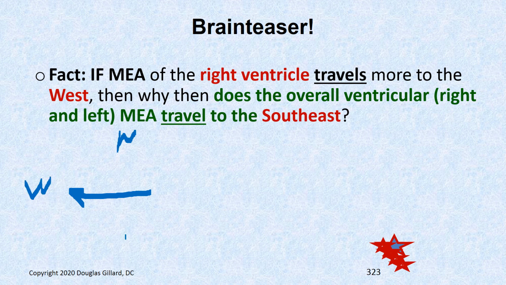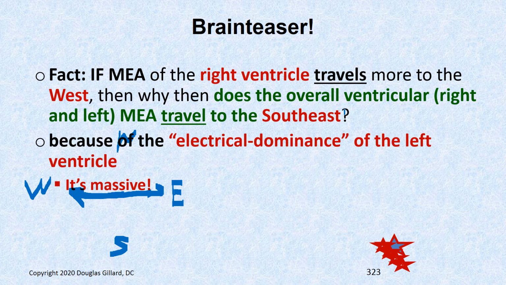So I don't know. Do you guys know your compass directions? With all these iPhones nowadays, you guys never learn to use a map, probably, many of you. But yeah, so the flow of electricity through the right ventricle is usually to the west. Then why is the overall mean electrical axis, ventricular axis, to the southeast?